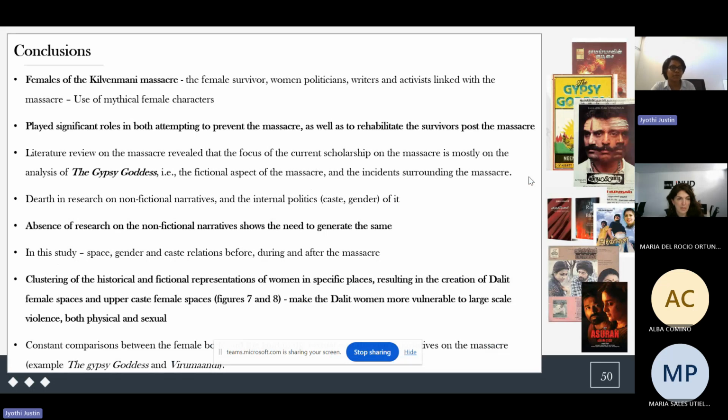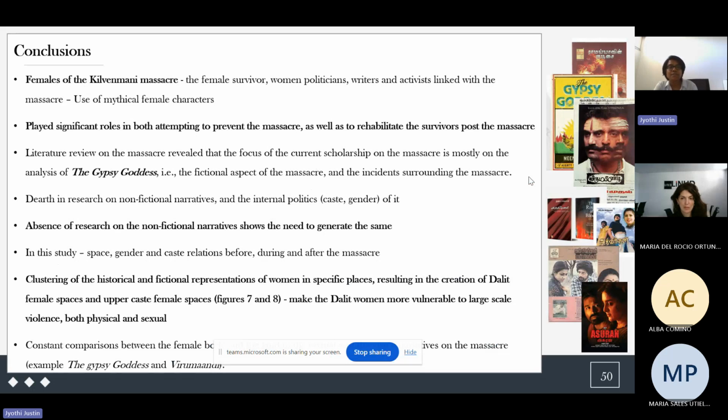but also women politicians, writers, and activists who took the initiative to rehabilitate the massacre victims, and also to foreground the voices of female survivors. They all played a significant role in both attempting to protect the survivors as well as to rehabilitate the survivors after the massacre.